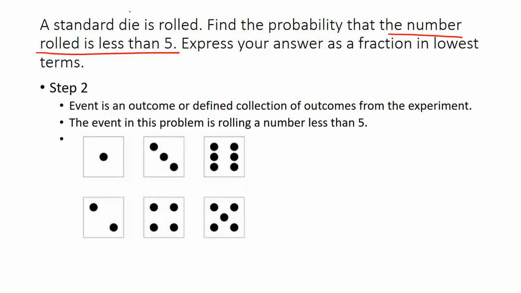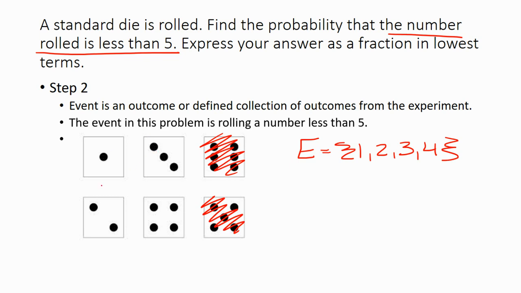Okay, so let's go back and look at our die here. And let's see which ones are less than 5. Well, 6 is not less than 5, so I'm going to pull that one out. And I notice 5 is equal to 5, but not less than it. So I'm going to rule that one out. Okay, so for my event here, writing that in set notation, it would have the elements of 1, 2, 3, and 4. Okay, so our number of successful events is basically 4 out of all that was in the original sample space.